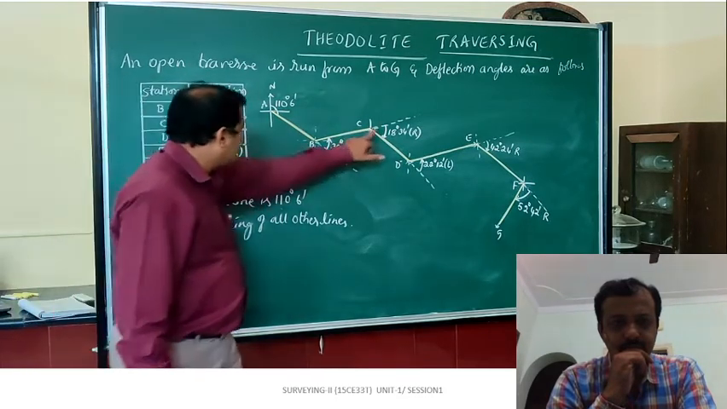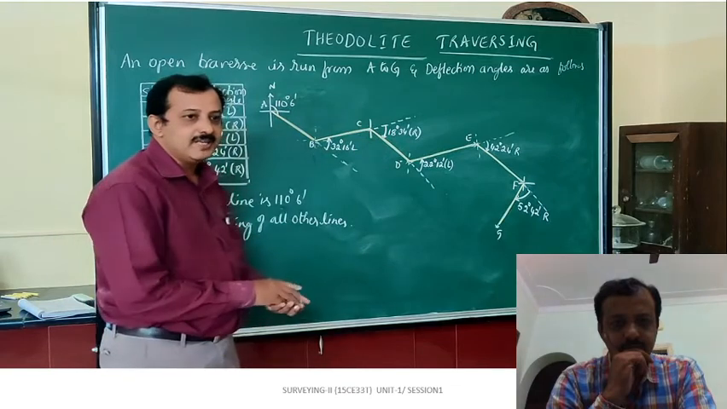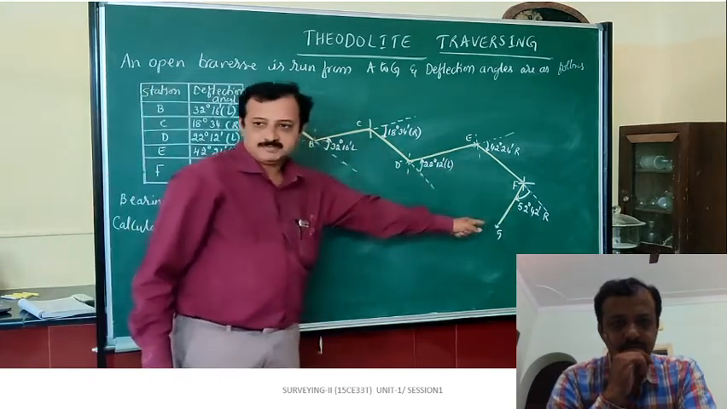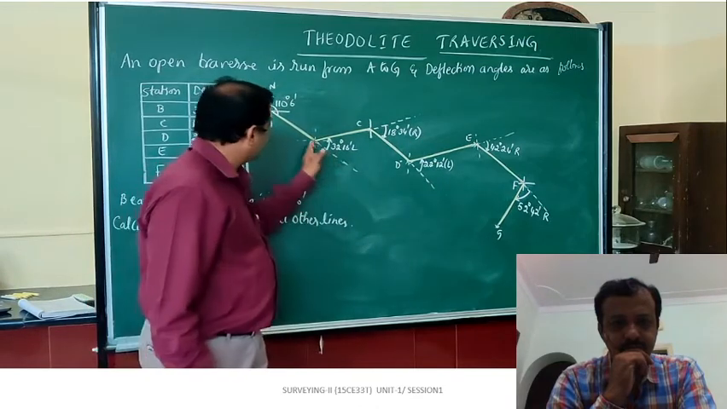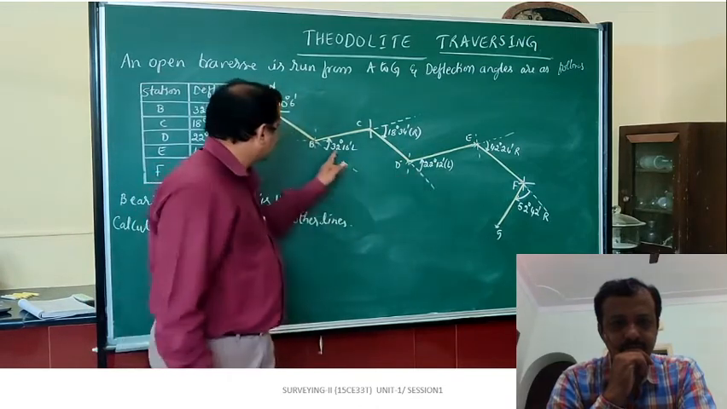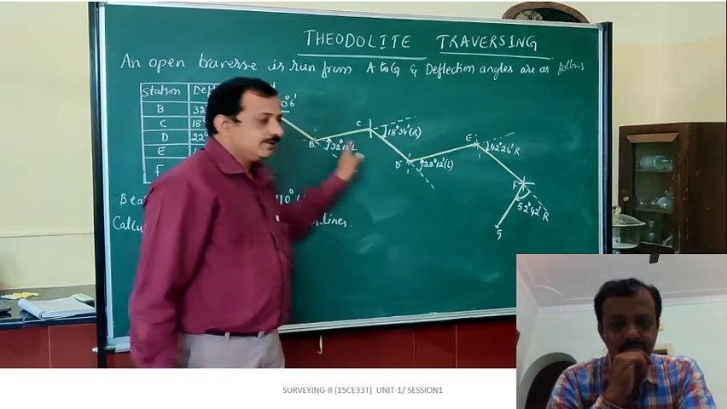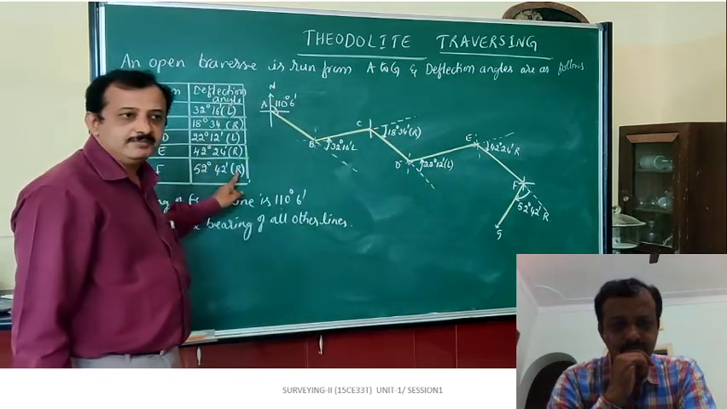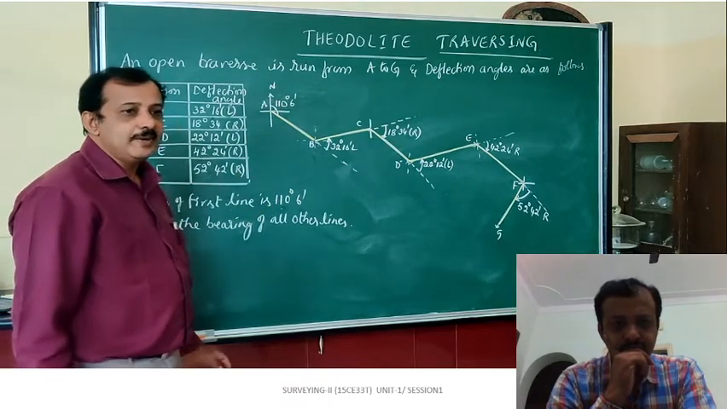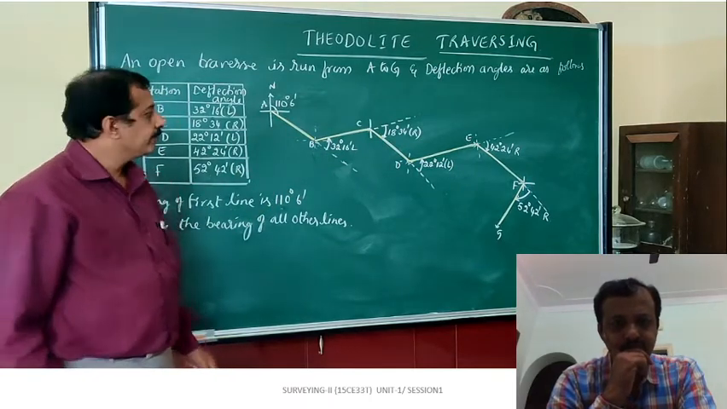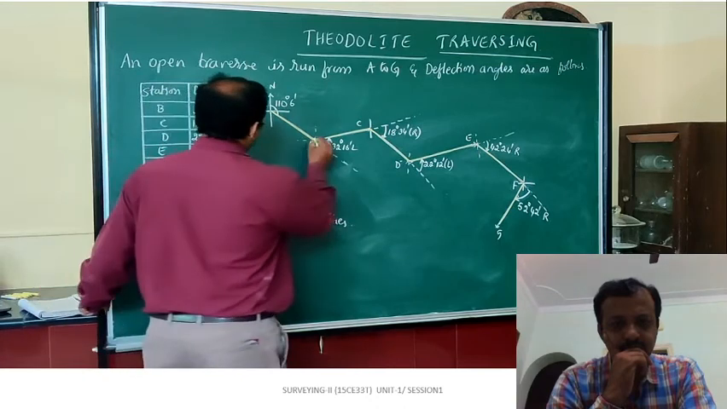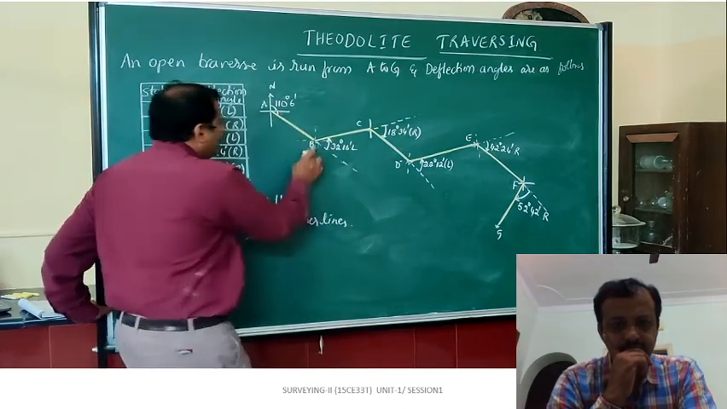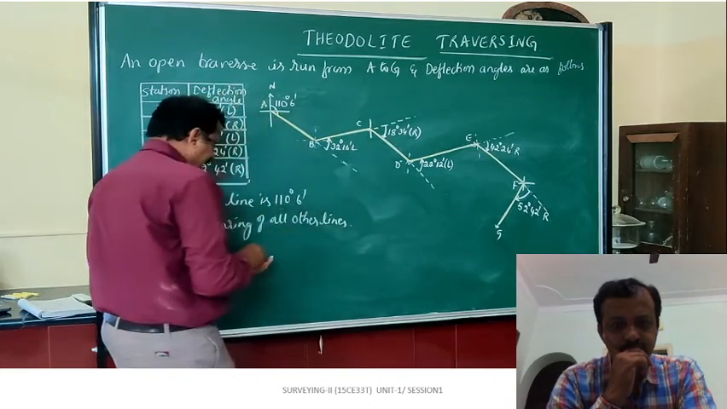To find the bearing of the next line, BC, we will be using this. First we are going to plot this on a sheet. No need of plotting this accurately to the angle, just plot it accordingly with respect to the direction, and then let us calculate the bearing of these lines. Now, the bearing of line AB is already known, which is 110 degrees 6 minutes. Bearing of line BC I need.